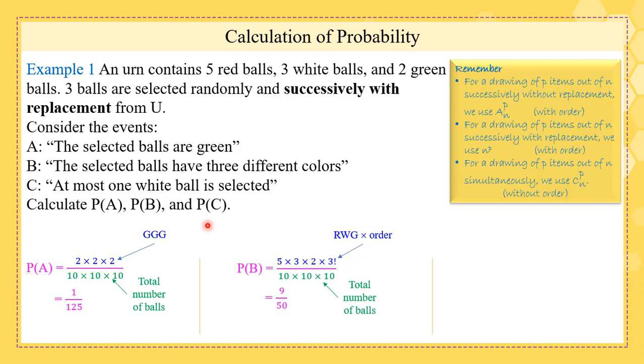Now for P of C, at most one white ball is selected. Let's see the meaning of at most one. This means we have 3 non-white or 1 white and 2 non-white, and remember for the second case that we have an order.